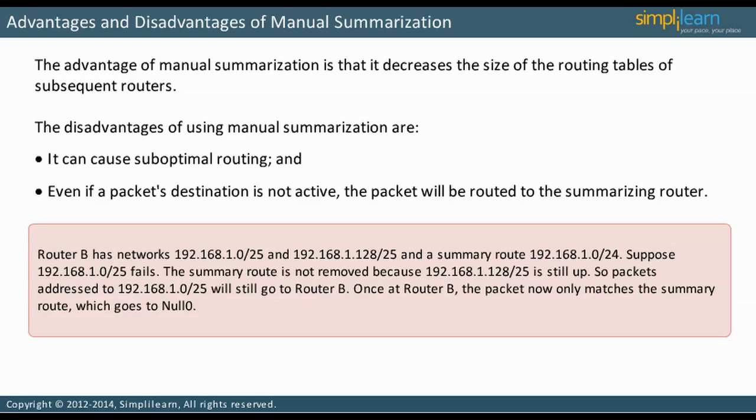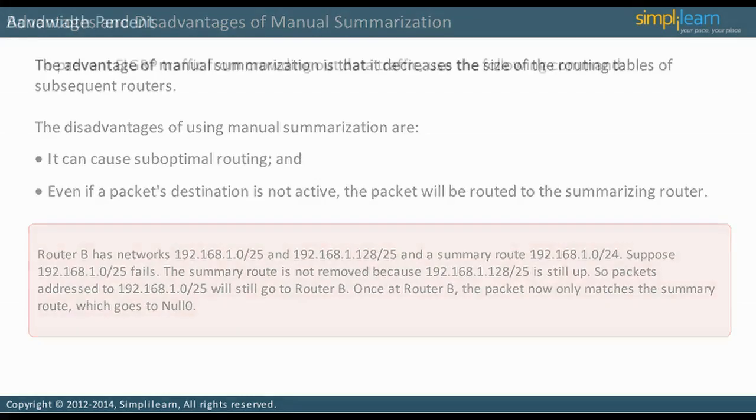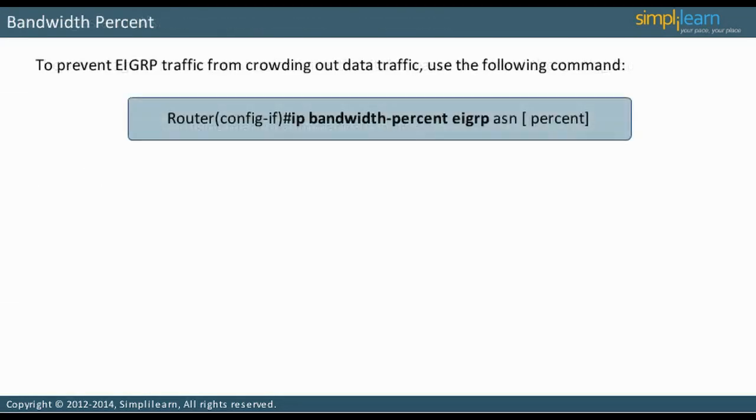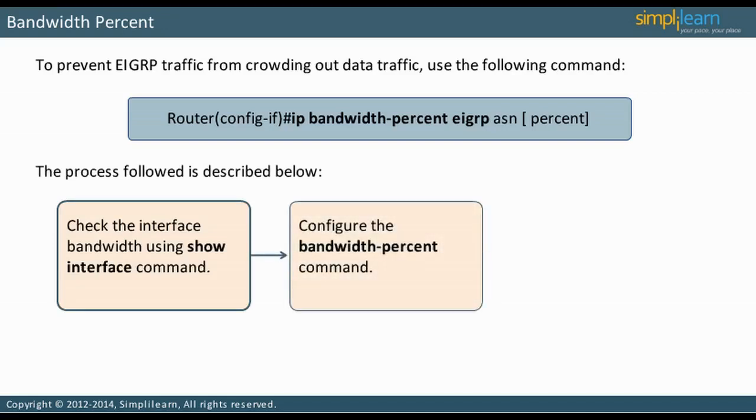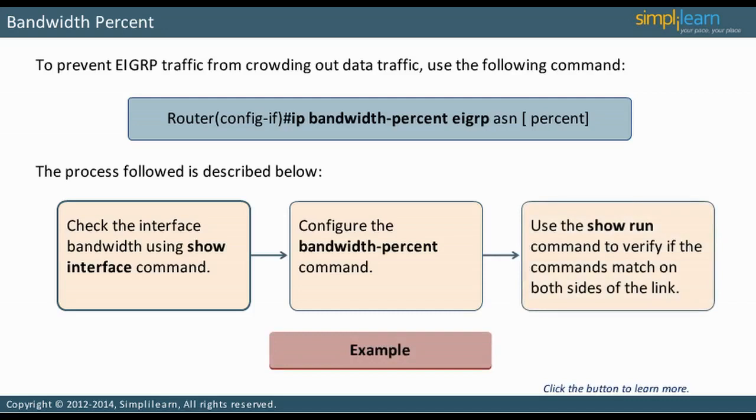Let us talk about the bandwidth percent command. EIGRP has a command to limit the bandwidth that it uses for processing. This prevents EIGRP traffic from crowding out data traffic. First, check the bandwidth on the interface with the Show Interface command. Then configure the bandwidth percent command. EIGRP uses up to the percent of bandwidth configured. By default, EIGRP uses up to 50%. The commands must match on both sides of the link. Use the Show Run command to verify.